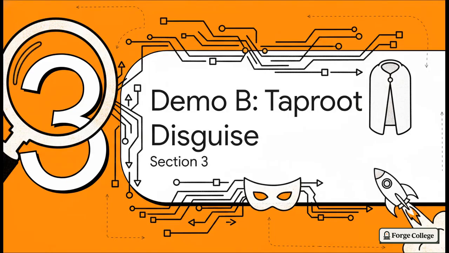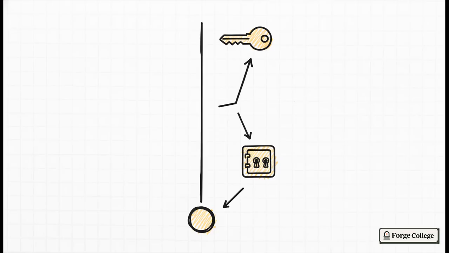All right, Section 3, Demo B, the Taproot disguise. Now it's time to bring in the heavy artillery. We're running our highly anticipated upgrade test using Taproot to see if we can finally shake off this snooper. For this demo, we're actually testing 2 variants of Taproot spending.